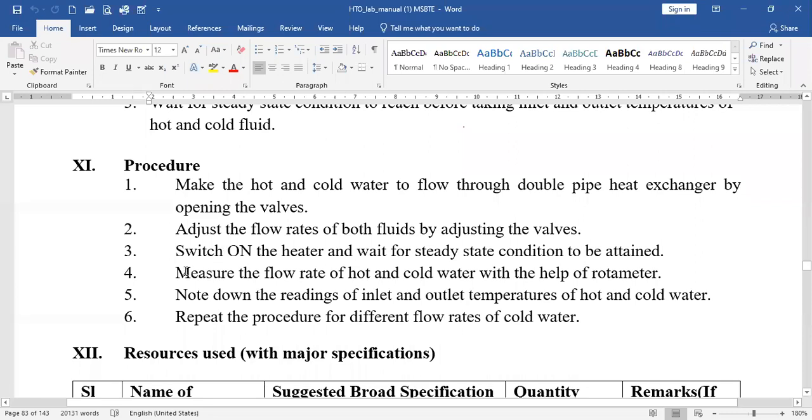Then after reaching the steady state condition, measure the flow rate of hot and cold water with the help of the rotameter, and then note down the readings of inlet and outlet temperatures of hot and cold water. Then repeat the procedure for different flow rates of cold water. Suppose initially we maintain 10 liters per minute.